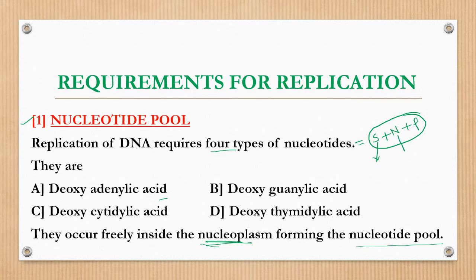The nitrogen bases may be of four types, that we all know: adenine, guanine, cytosine, thymine. These are nitrogen bases, and phosphate or phosphoric acid. All these group together to form a nucleotide. So nucleotides are of four types. All four types of nucleotides are present freely in the nucleoplasm. So these free nucleotides are used by DNA to synthesize a new DNA molecule.